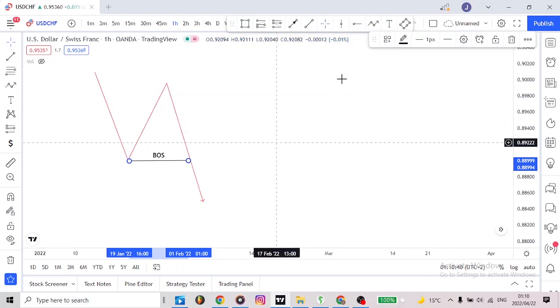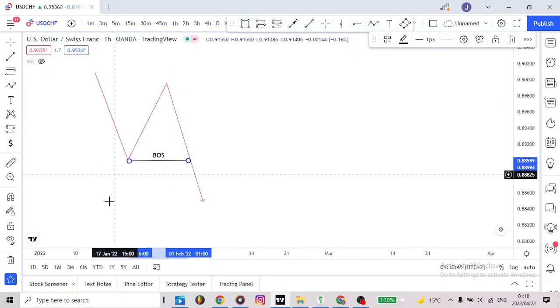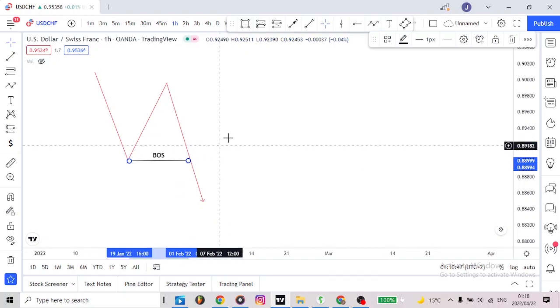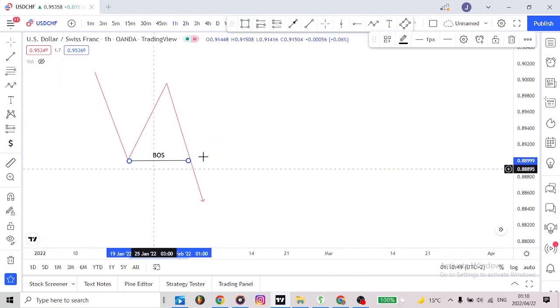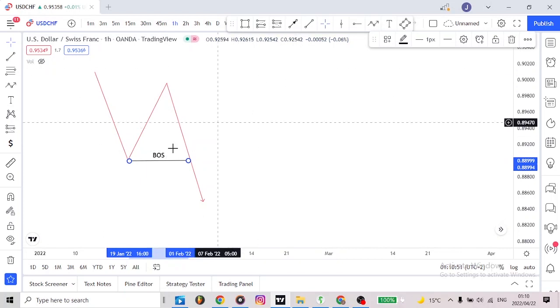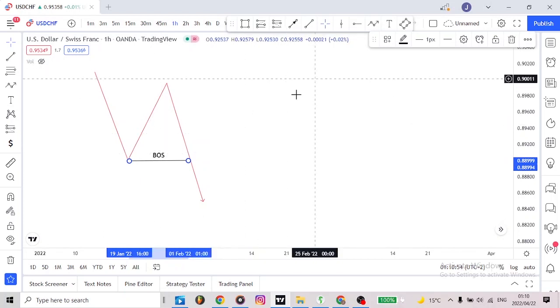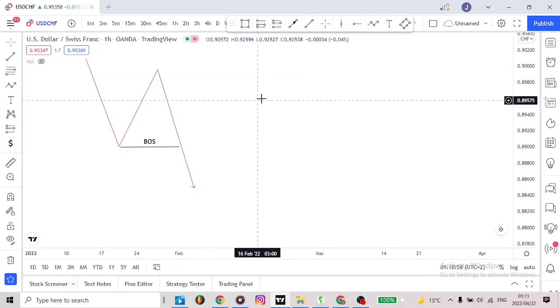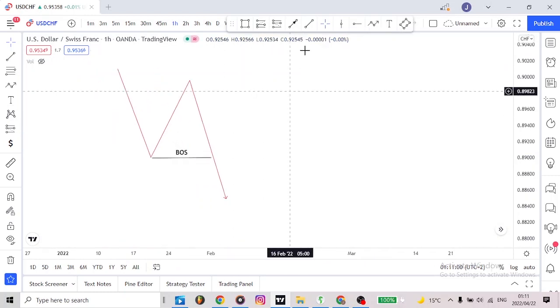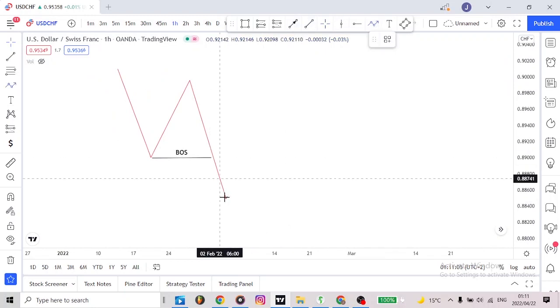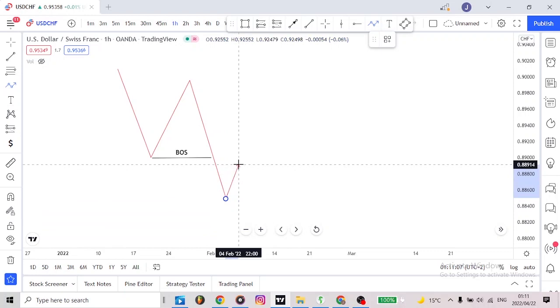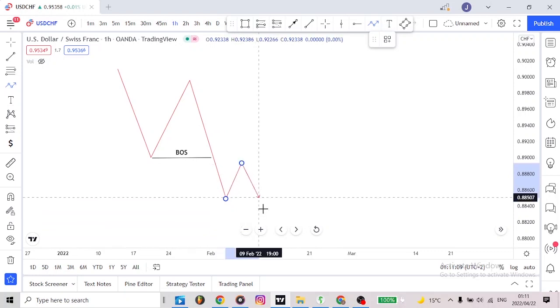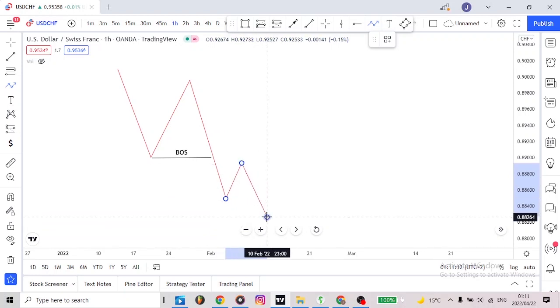Now, what are the two types of pullbacks that we have? We have two types of pullbacks. We have the shallow pullback and the deep pullback. And I'm going to teach you the differences and also how to use them. So the shallow pullback is just a small pullback into the zone. Let's say we broke structure here and then we see the market push a little bit to the upside and then continue pushing towards the downside.